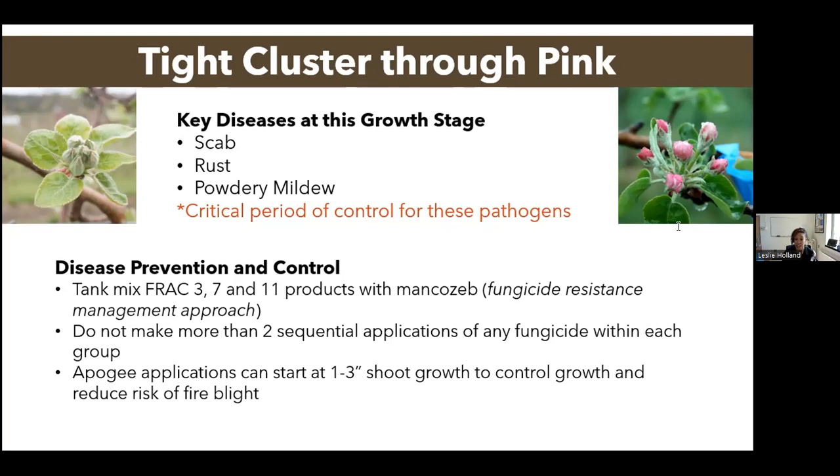Apogee can actually start at this stage as well at 1 to 3 inch shoot growth. And this is to control growth of the shoots by also reducing the risk of fire blight, because fire blight likes those young, quickly emerging green tissues. And these applications can continue later on into the season, and we'll touch on those here in a minute.